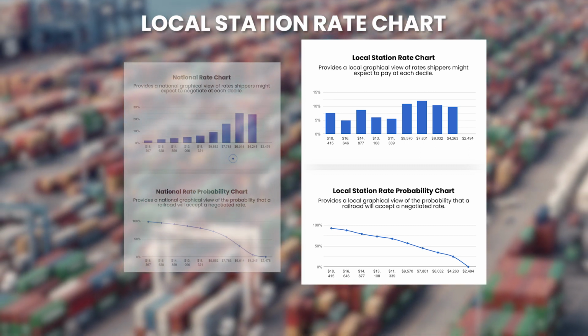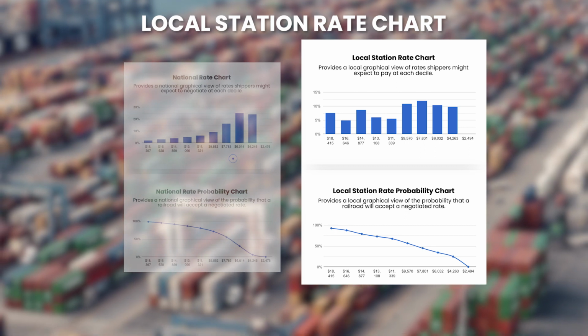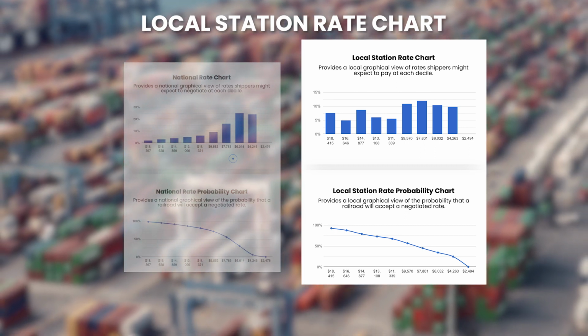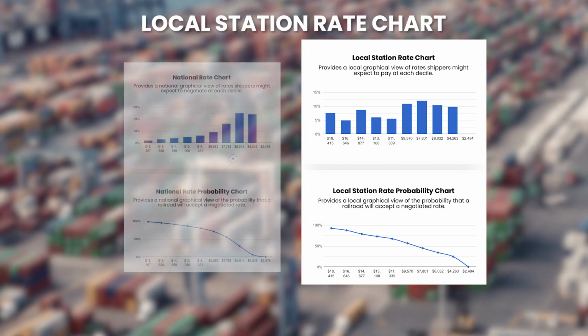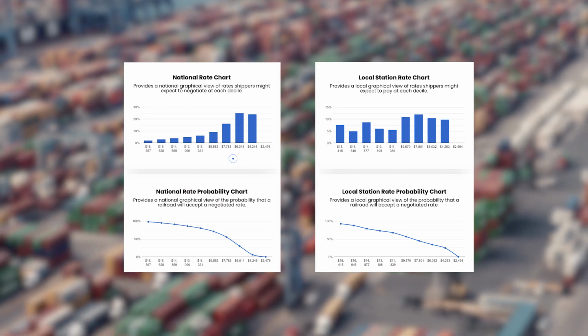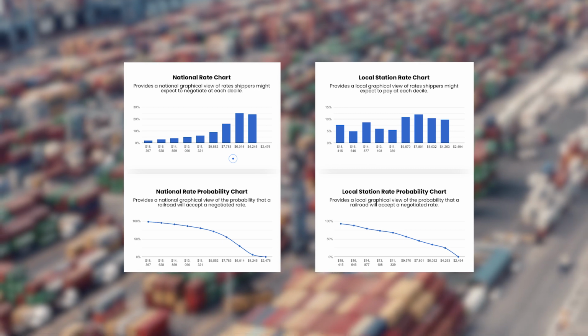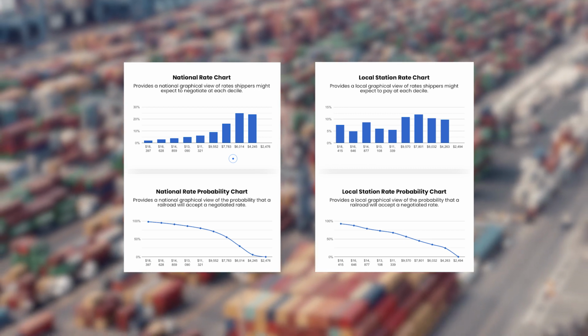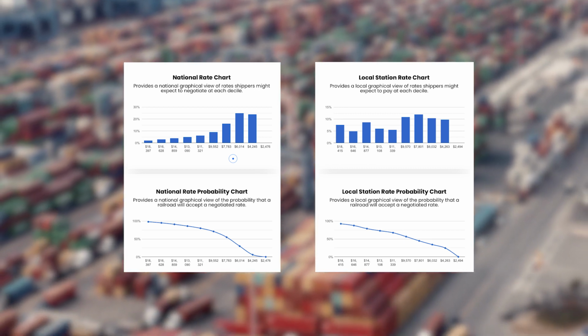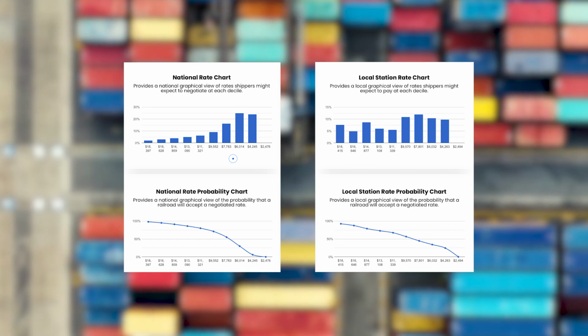The local station charts are only available when there was a significant volume already moving to the region. Otherwise, only the national rate model will apply. The national and local charts each consist of a rate chart and a probability chart. The rate charts display a modeled distribution and the probability of negotiating a rate.